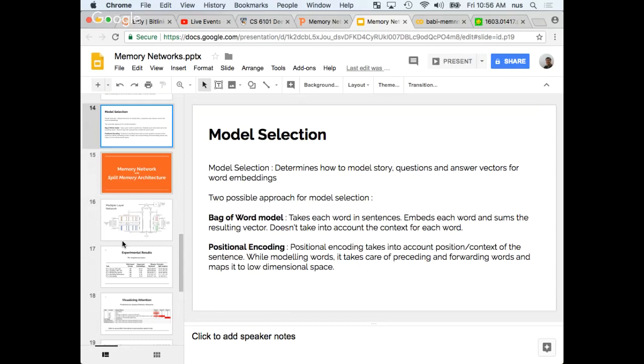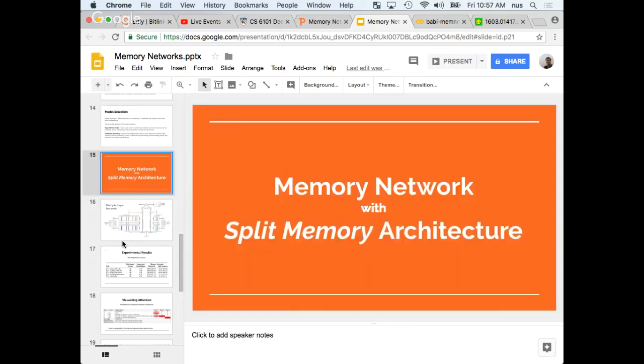Again, this is supposed to be more of a discussion group. It doesn't mean that the lecturers have to know and say everything, because all this stuff is pretty new too. It's only been about a couple of months. You guys want to find this paper, Memory Networks for Split Memory Architecture?